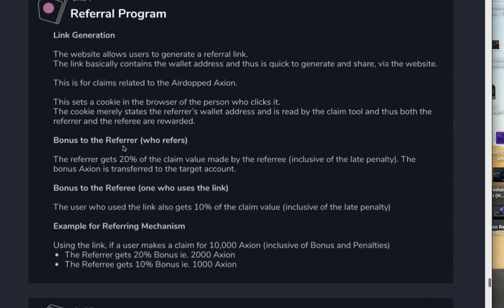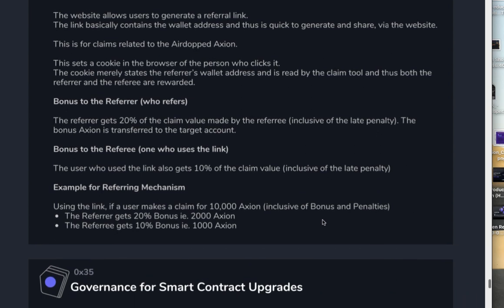Bonus to the referrer, that's you, the person who referred them: the referrer gets 20% of the claim value made by the referee, inclusive of the late penalty. The bonus Axion is transferred to the target account. Bonus to the referee, the one who uses the link: the user who used the link gets 10% of the claim value, inclusive of the penalty. So some great incentives for increasing adoption and getting extra rewards.